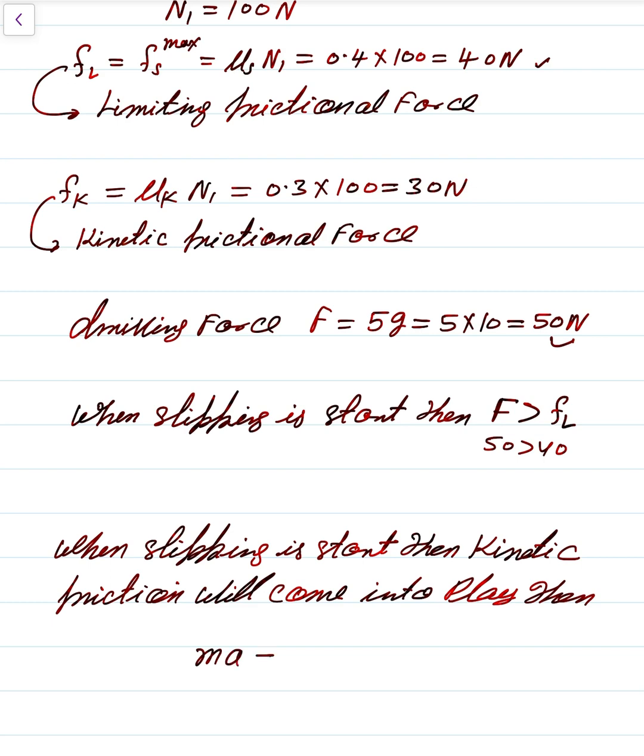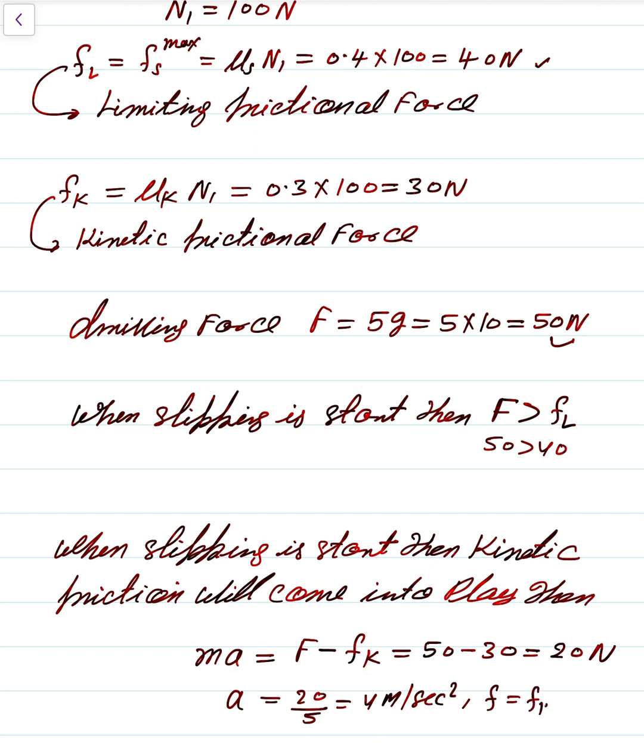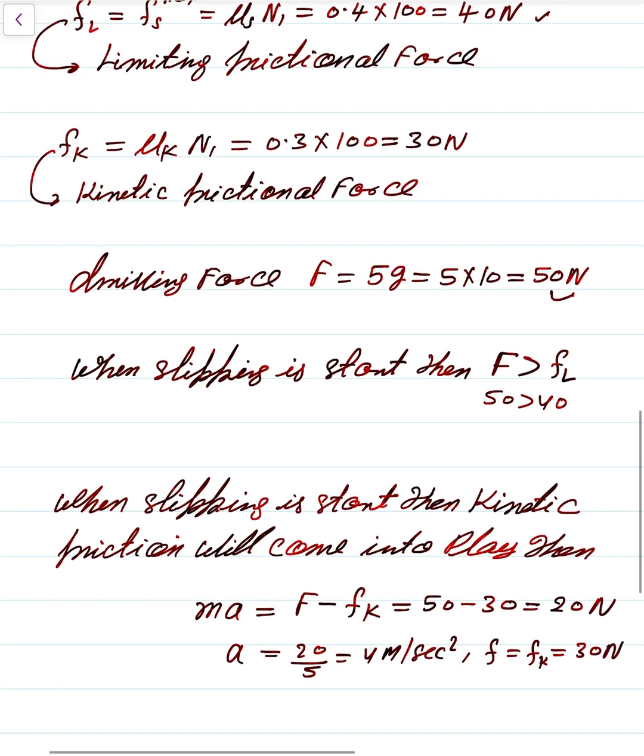Then mass into acceleration will equal driving force minus kinetic frictional force. F is how much? 50 Newton, and at that time 30 Newton. So this is 20 Newton. So what about acceleration? 20 by 5, that is 4 meter per second square. And what about frictional force? That is 30 Newton. So these two are the answer.